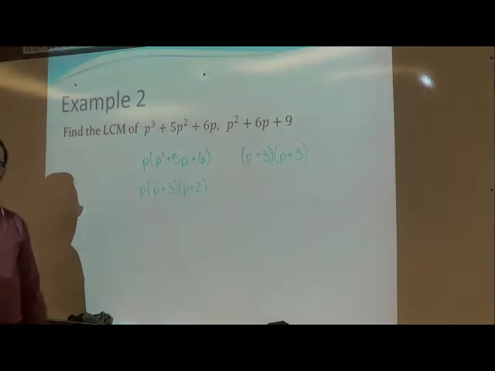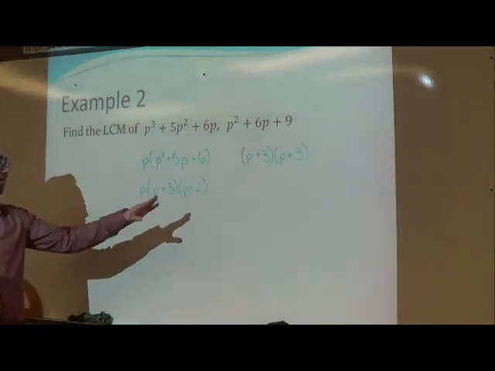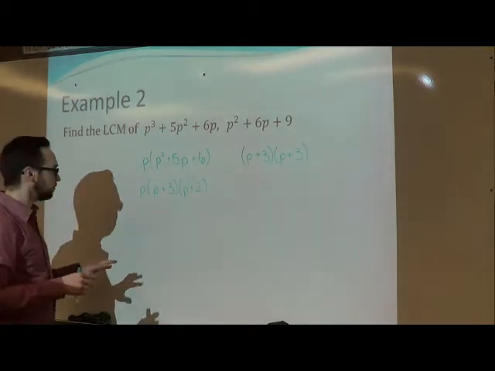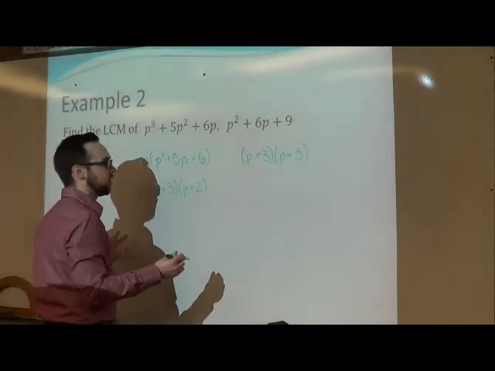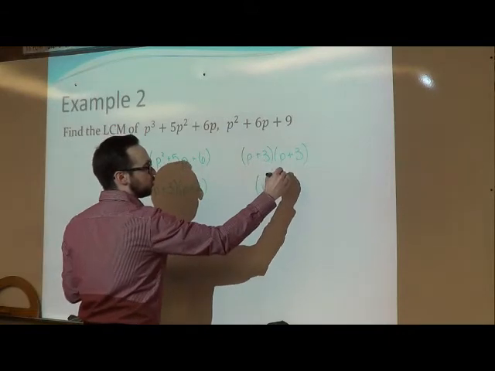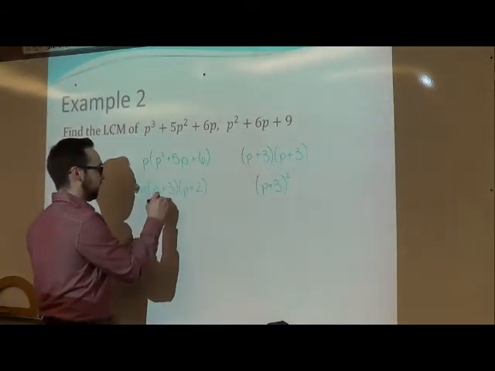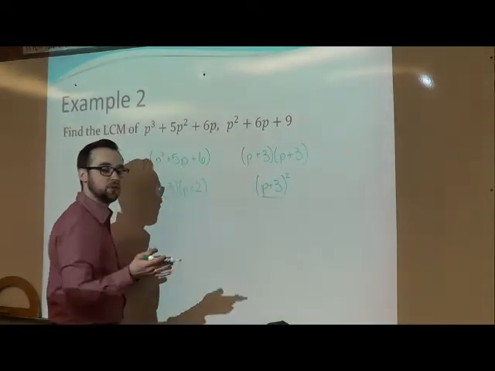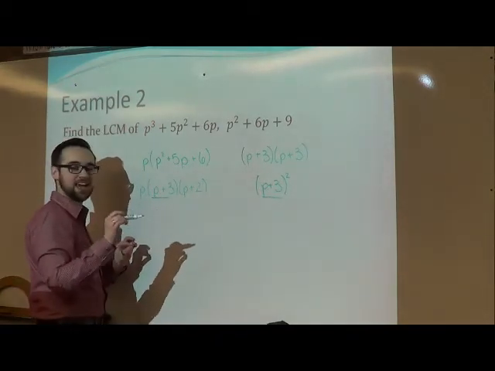Same thing as what we did before. We're going to look for what do I have and how many of them do I have. So this can be rewritten as p plus 3 squared. When we have the same thing multiple times, you want to follow the same rule. Look for the highest exponent.